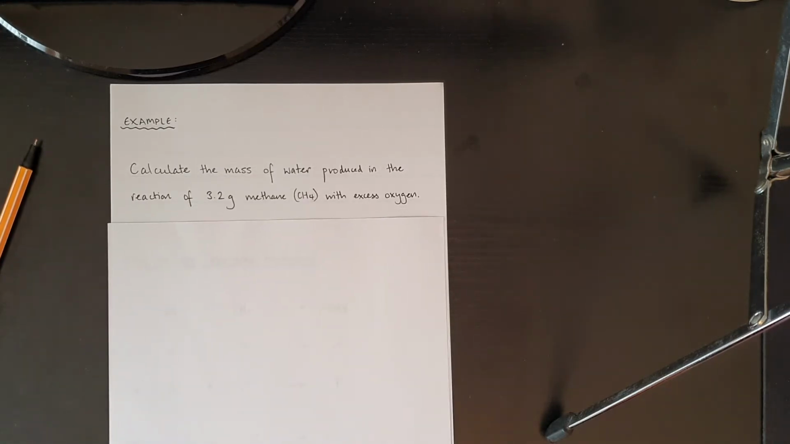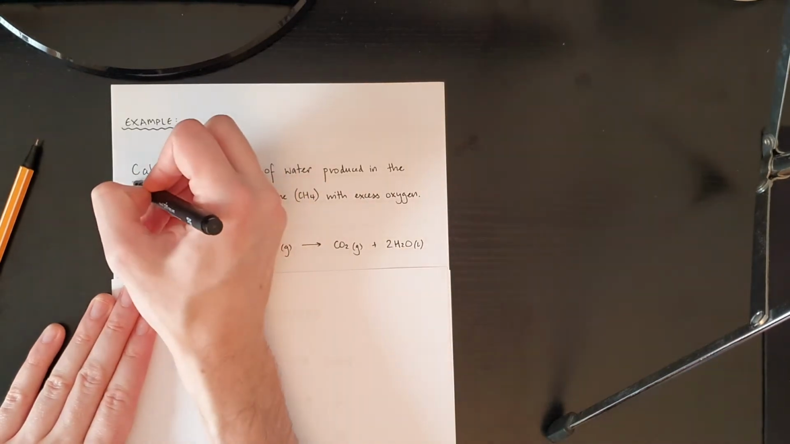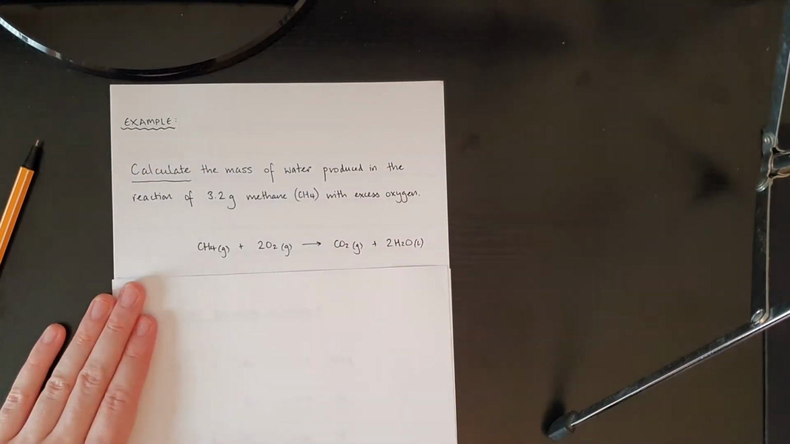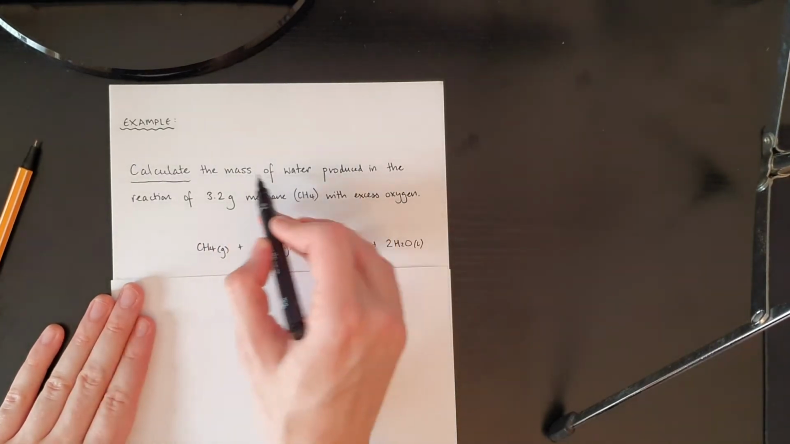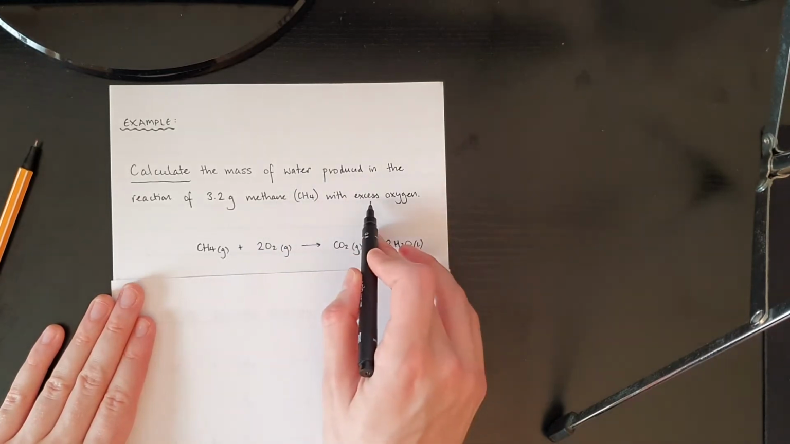So this question asks, calculate the mass of water produced in the reaction of 3.2 grams of methane, CH4, with excess oxygen. Now before we start, before we look at the process, we are 1, given a balanced equation, so that's good. 2, we know that this is a calculation because the word calculate has been used. That will keep us right. We know we are interested in the mass of water and methane. And it says excess oxygen.